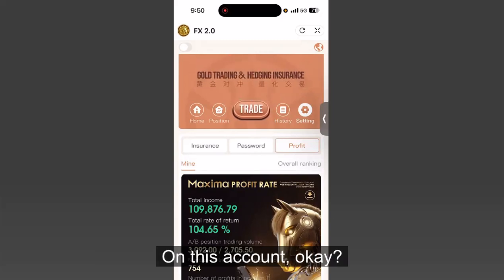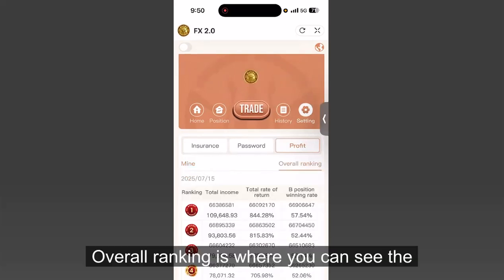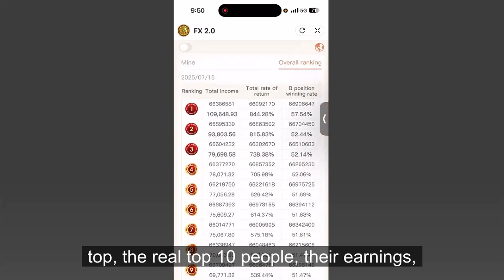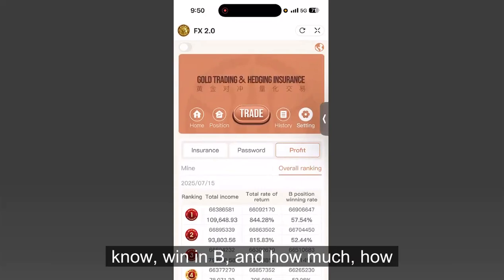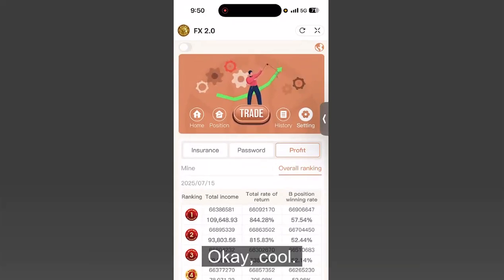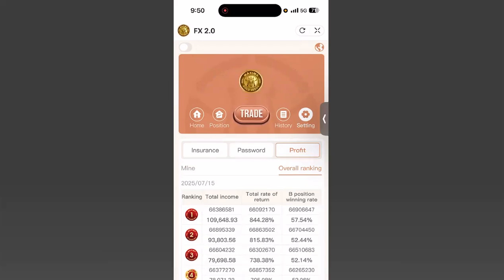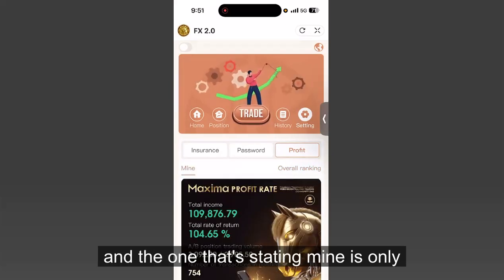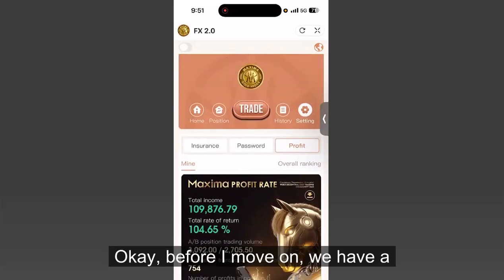On this account. And on the other side, there's the overall ranking. Overall ranking is where you can see the real top 10 people, their earnings, what percent they win in B, and the total rate of return that they have generated. So the overall ranking is a general overview of everyone in the top 10, and the one stating mine is only your own. Okay, so if this page has no issue, we will move on.